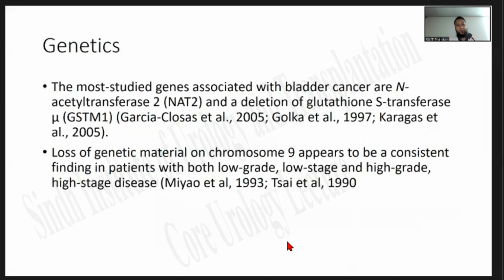In genetics, the most studied genes associated with bladder cancer are N-acetyltransferase 2 and the deletion of glutathione S-transferase. These enzymes are involved in the metabolism of aromatic amines. If this enzyme is deficient, there is a chance of bladder cancer. And loss of genetic material on chromosome 9 appears to be a consistent finding in patients with low grade, low stage, and high grade, high stage disease.